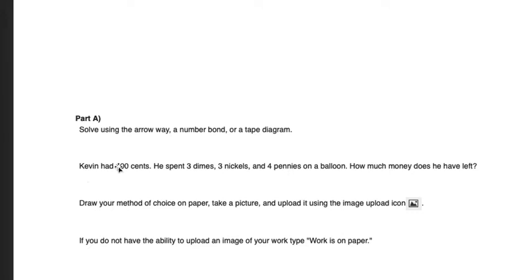Okay, Kevin has 100 cents. He spent 3 dimes, 3 nickels, and 4 pennies on a balloon. They want to know how much he has left. Okay, so we know that he has 100 cents. That's what we know. We know he spends some of it, so that's going to be a subtraction. Now we need to figure out how much the 3 dimes, 3 nickels, and 4 pennies are worth.